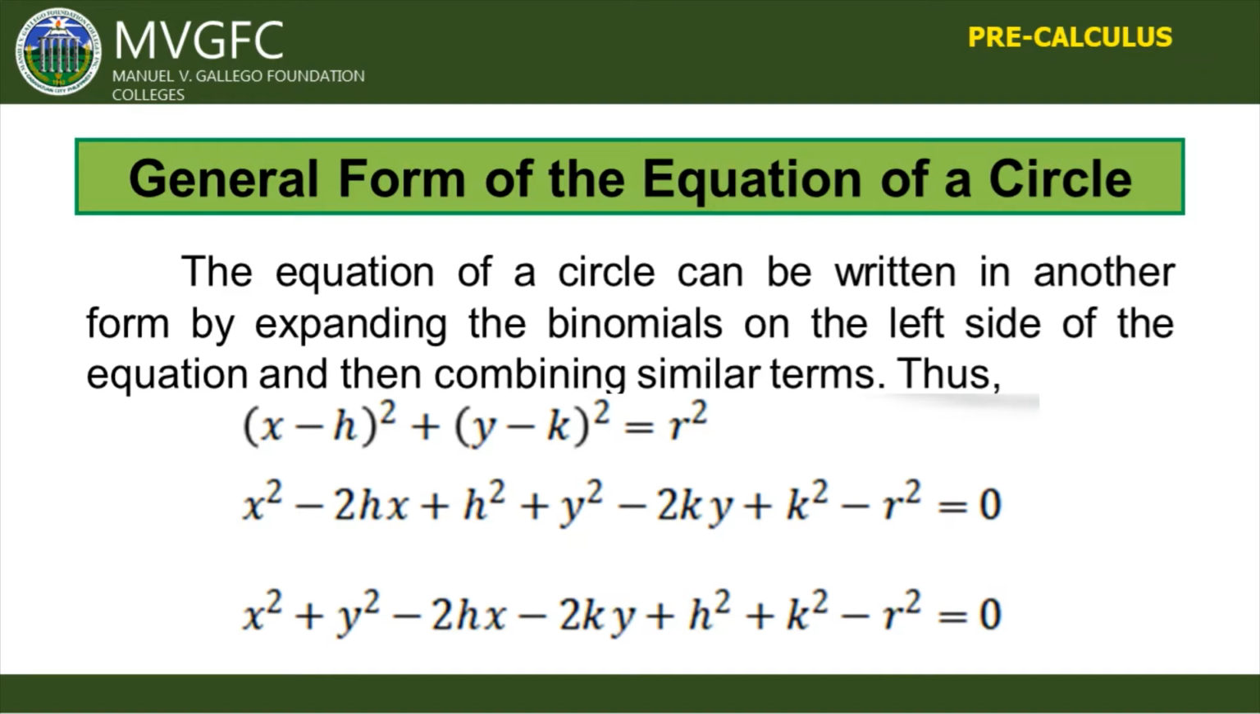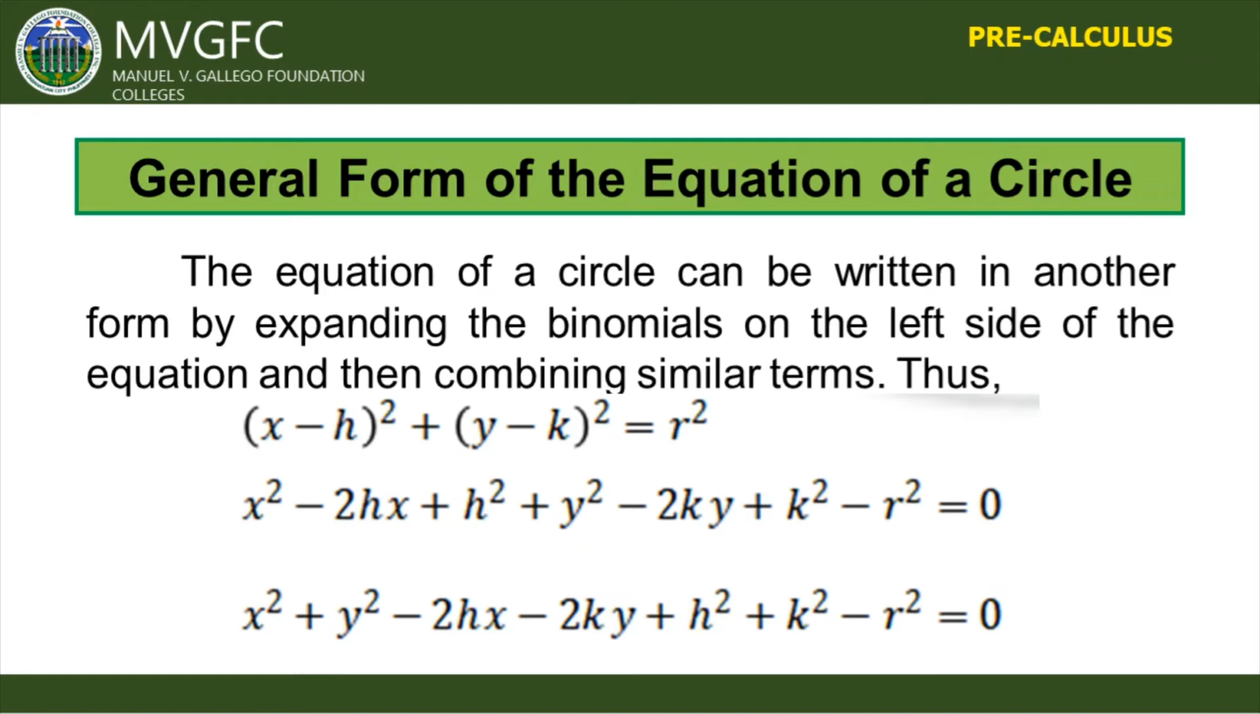Once again, you can use the shortcut method in the second expression. So we have y minus k quantity squared. Again, square the first term, that is y. So y times y is equal to y squared. Then multiply the first and the second term. Then the product should be multiplied by 2. So we have negative ky multiplied by 2. You have negative 2ky. And for the last part, find the square of the last term. So that is negative k multiplied by negative k. You get positive k squared.